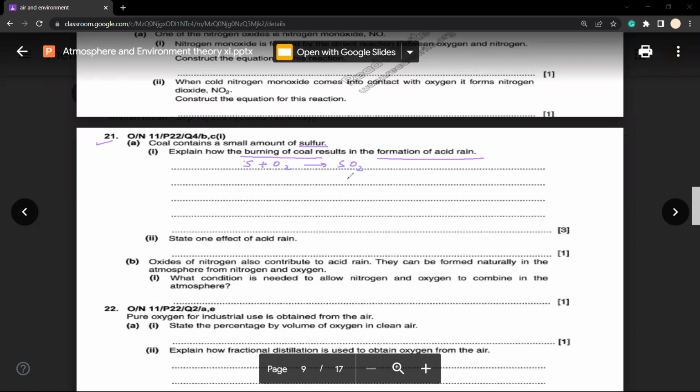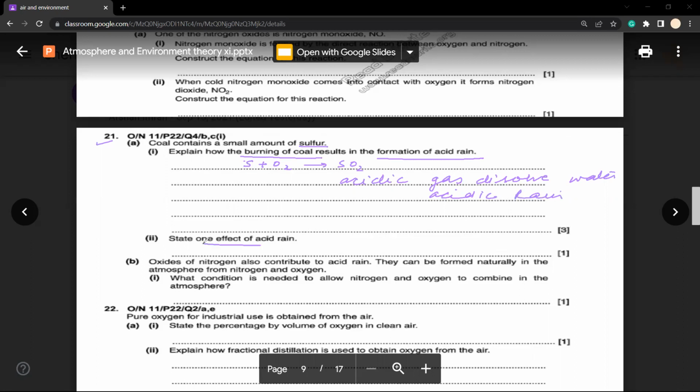Now, sulfur dioxide is an acidic gas. When it dissolves in water, it forms acid, it forms acidic rain, right? So that is what you'll be writing down.